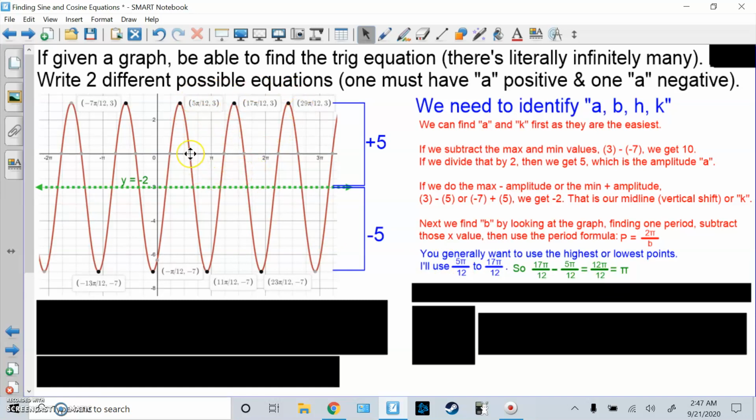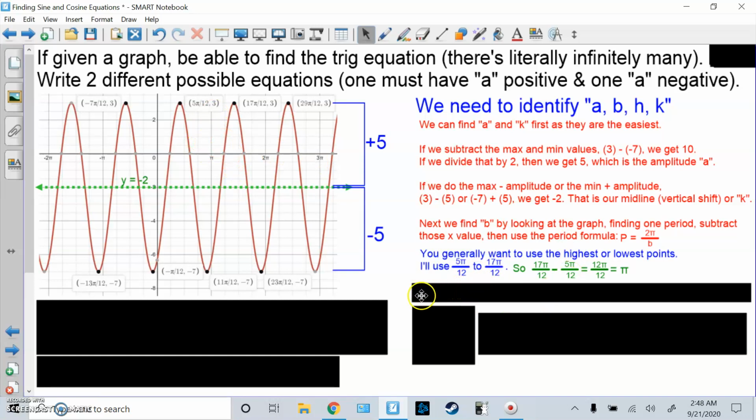I mean, technically, you could also do this point. Go down, up, up, down before it repeats again, but I don't know what those values are. You can start here and then go down, up, down, then it starts repeating, but I don't know what these two x values are. So that's why you use the top or bottom point.